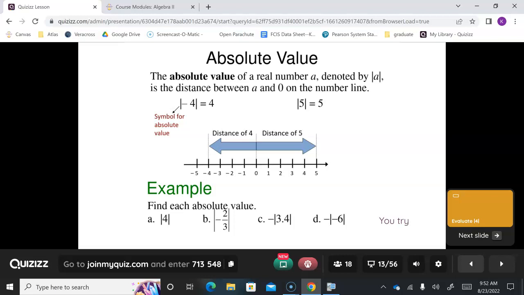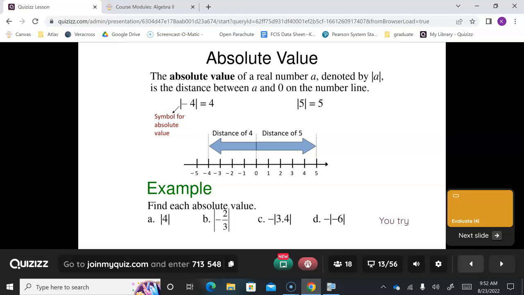Okay, absolute value is always what? Positive. Just think about it. It's measuring a distance, and a distance can't be negative. If I walk 4 feet this way, and then I turn around and walk 4 feet back, was that negative 4 feet? No, it's still 4 feet. Distance can't be negative. Absolute value is measuring the distance between a number and 0.